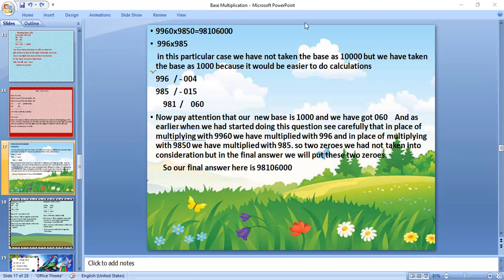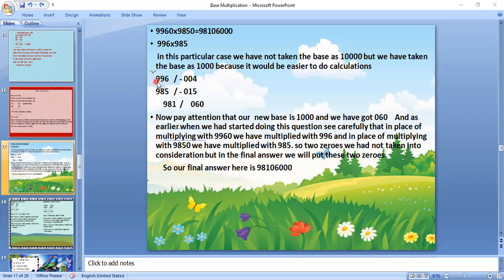This is a very important question. Now you see 996 minus 1000. The base here is 1000. Okay, this will make your work easy. So 996 minus 1000 is equal to minus 004, and next 985 minus 1000 is equal to minus 015. Now what you have to do is multiply minus 004 by minus 015. So when you solve it, you will get 060, because minus into minus will be plus.